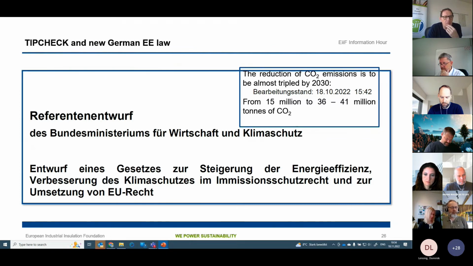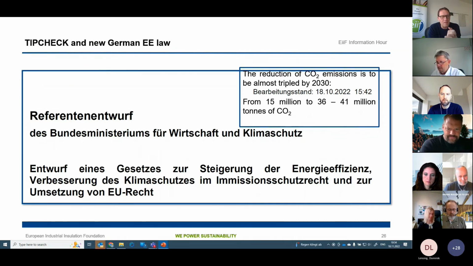So from 15 million to 36 to 41 million tons of CO2 must be reduced in German industry and Germany as such. Germany actually produces about 1/4 of all the emissions in the European Union. So out of 27 member states, out of the 40 megatons we can reduce in Europe, just Germany can deliver 10 megatons of CO2 in savings.